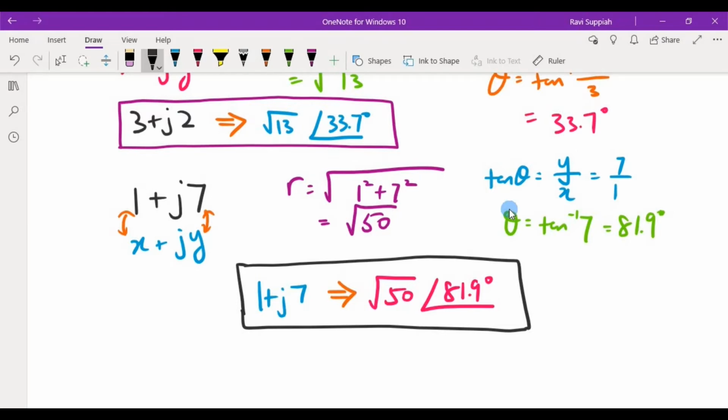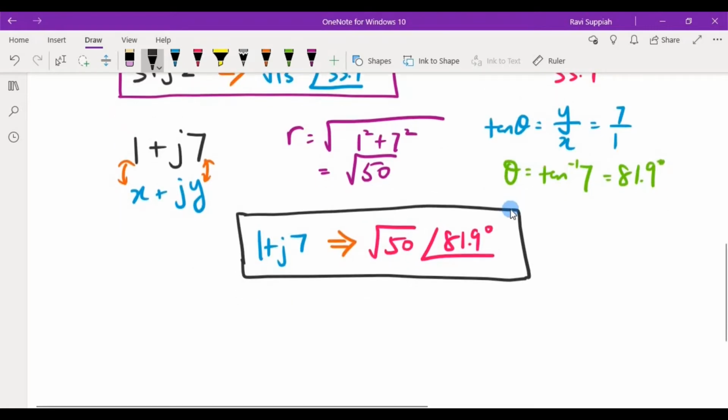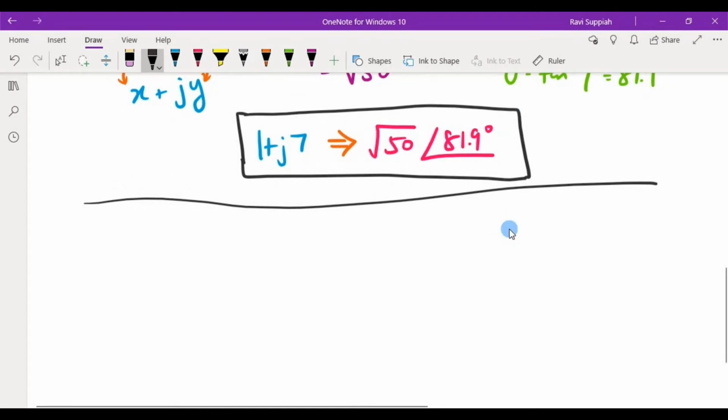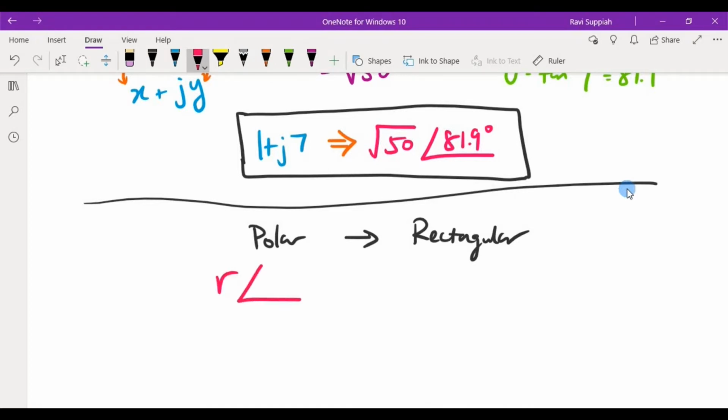Now, since we can convert from rectangular to polar, we must also be able to convert from polar to rectangular. So now we're going to learn how to convert from polar to rectangular. In the polar form, the complex number is represented as r angle theta, and in the rectangular form you have it represented as x plus jy.